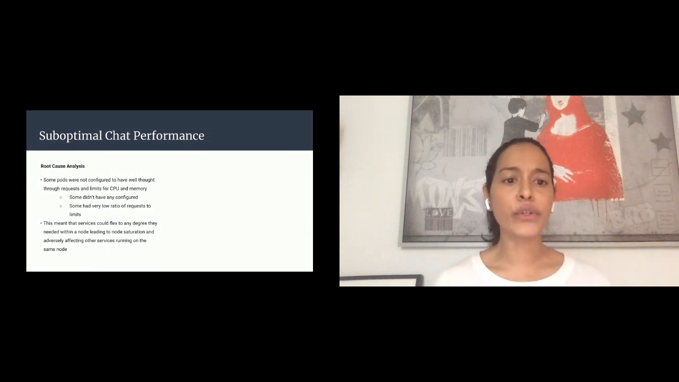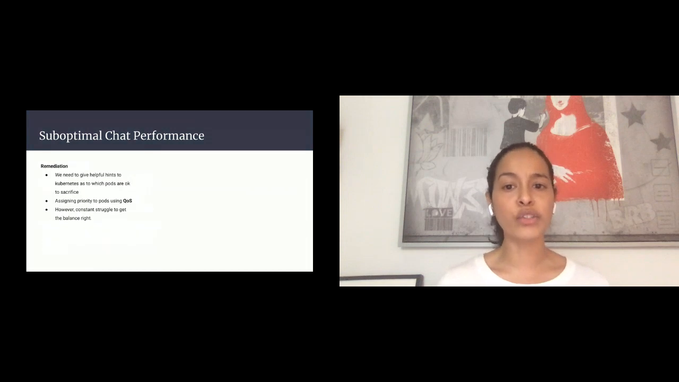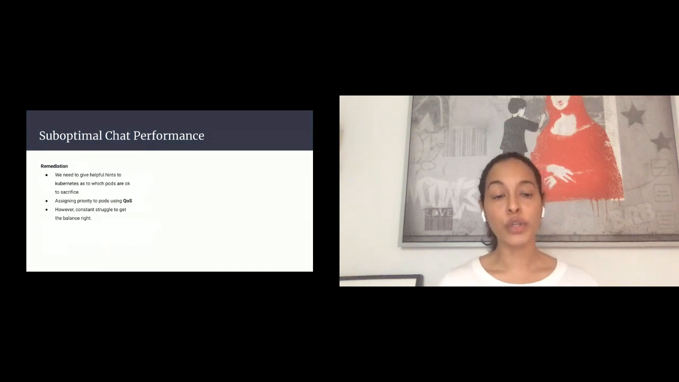We decided that we are going to give helpful hints to Kubernetes as to which pods are okay to sacrifice. And that can be done by assigning priority to your pods.